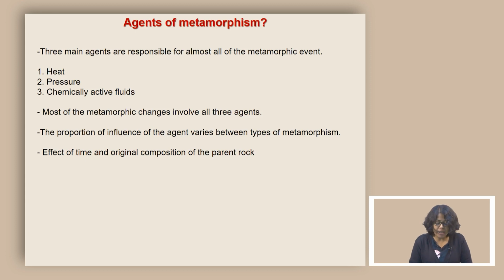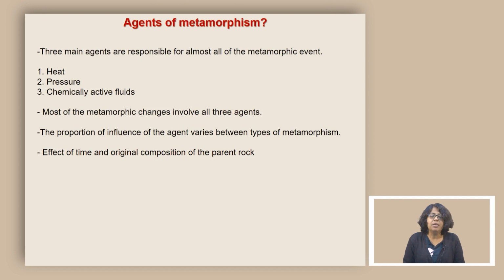So, the major agents of metamorphism include heat, and when we are saying heat, it basically means a change in the temperature. It could also be a loss of heat. The second one is pressure, and pressure again can be a combination of things. There are different kinds of pressure that a rock is subjected to, and all of them can contribute to change in the solid state. And finally, the chemically active fluid.